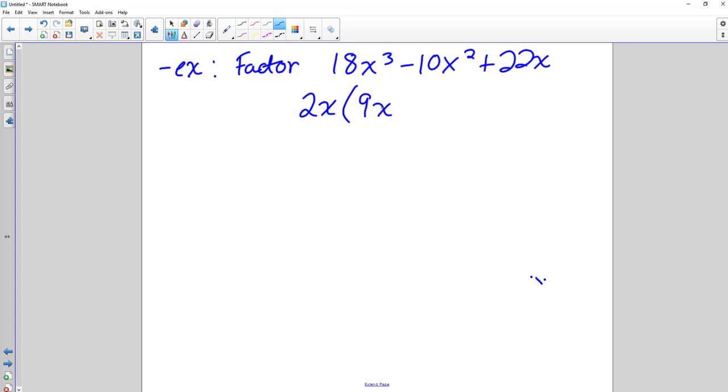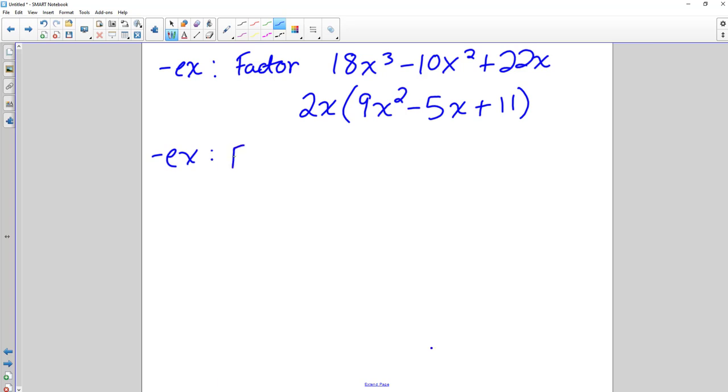X out of x cubed, I'm left with x squared. Minus 2 out of 10, I'm left with 5. X out of x squared, I'm left with x. Plus 2 out of 22, I'm left with 11. X out of x, nothing. So again, even if we don't write it out, I'm going to go through and distribute and check. 2x times 9x squared is 18x cubed. 2x times 5x, 10x squared. 2x times 11, 22x. So I know I got it.